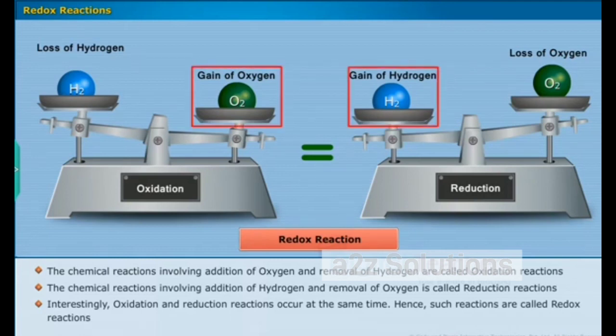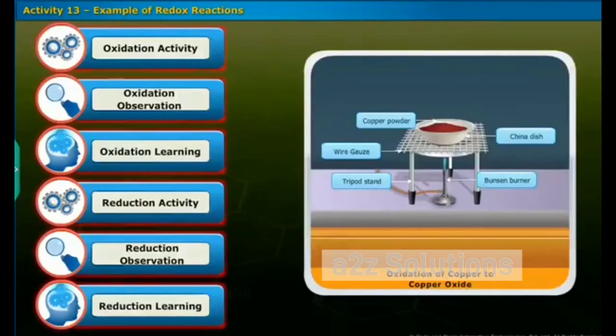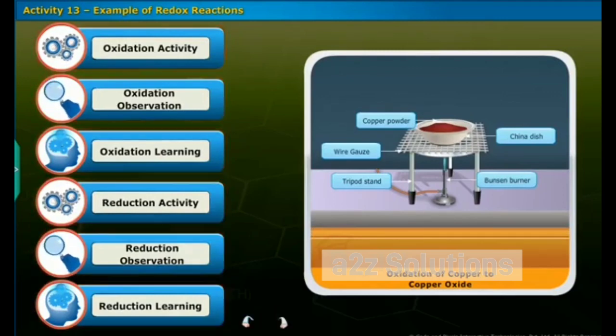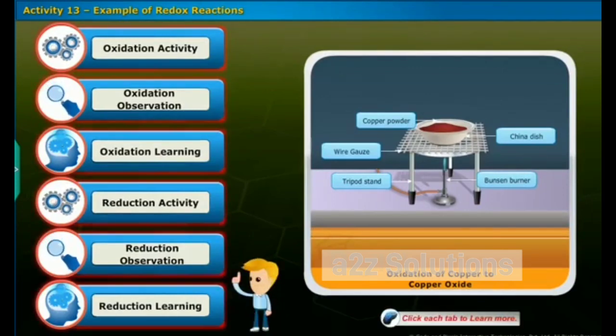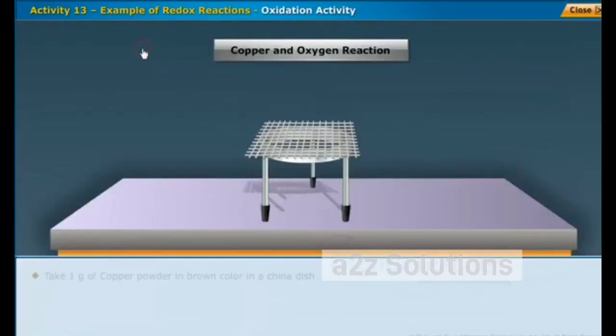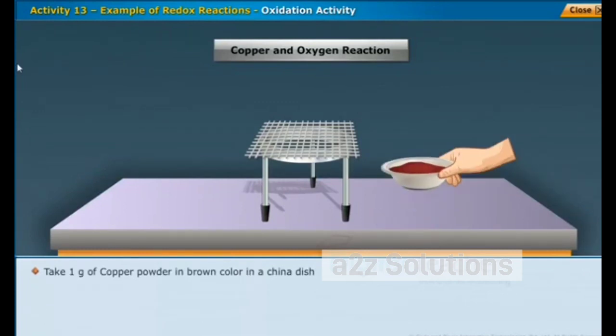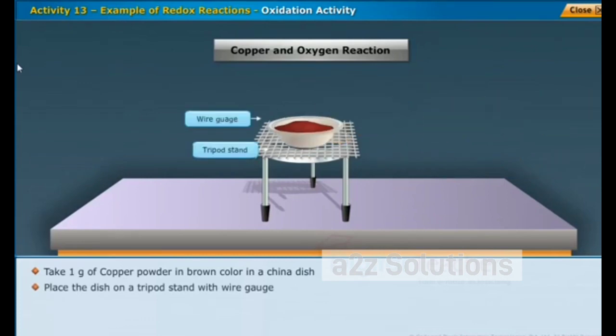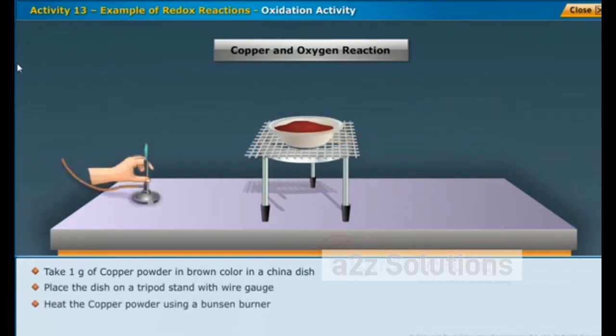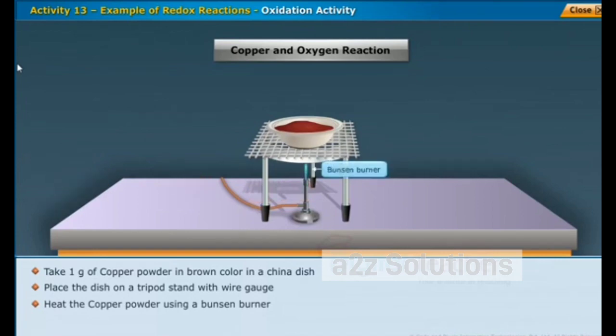Let us learn about redox reactions in detail with an example. Here, let us perform an activity to learn about redox reactions in detail. Example of redox reactions. Click each tab to learn more. Take 1 gram of copper powder in brown color in a china dish. Place the dish on a tripod stand with wire gauze. Heat the copper powder using a Bunsen burner.